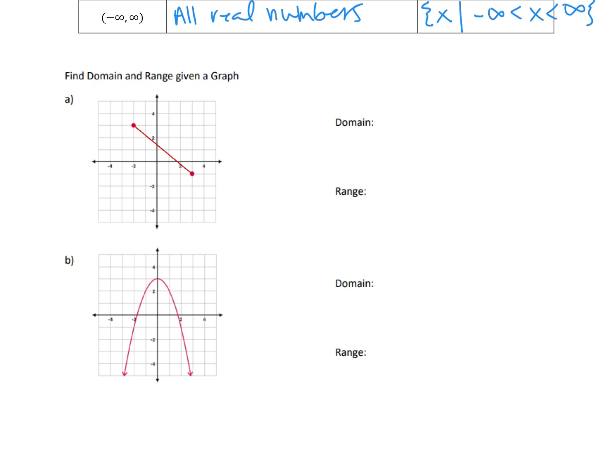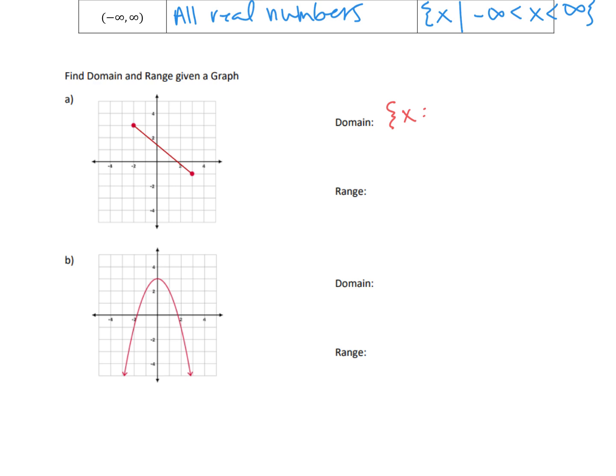Okay, a couple more examples working on our domain and range given a graph. So in part A, we can see that the graph is only from here to here. We like to read graphs left to right, so it starts here, it ends here. Our domain, let's do the two notations we're working on, our set builder notation and our interval notation. So set builder domain notation is the one that starts with the bracket. And because domain is your inputs, which is your x values, we're going to say our domain is all the x's such that.